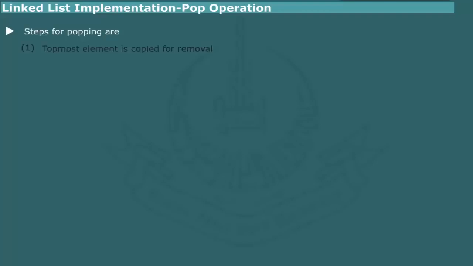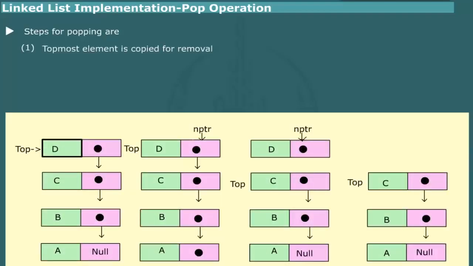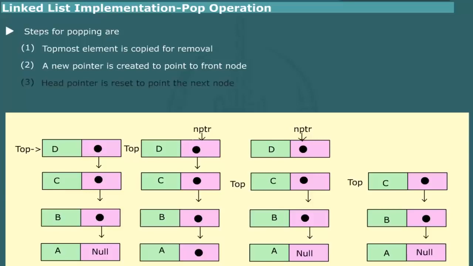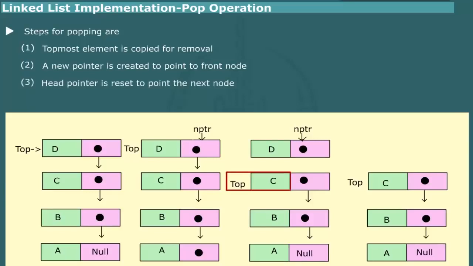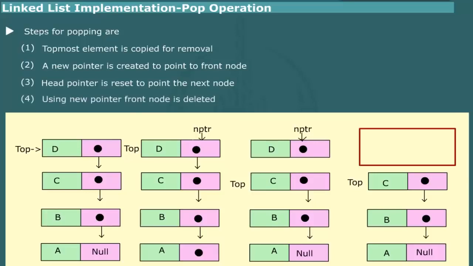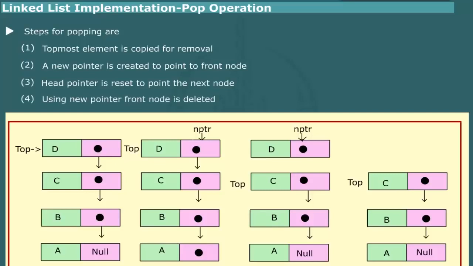Number 1. Copy the contents of the front element into a variable which is to return the popped value. Number 2. Assign a new pointer to the top pointer. Number 3. Set top to point to next element in the list. Number 4. Delete the node. This figure shows pictorially the steps involved in the popping operation.